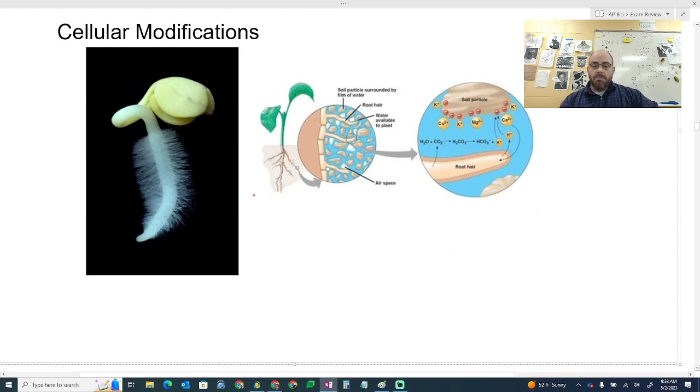Cells will be modified in order to account for this. Root hairs on plants are a great example of this. What is this? Each one of these little hairs represents the plant's ability to go out and get nutrients and water for the whole plant. If there were no root hairs, or just one big root without all the surface area, it's still going to be able to absorb things, but a whole lot less efficiently than each one of these little hairs being able to absorb.